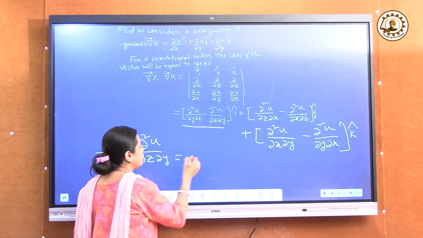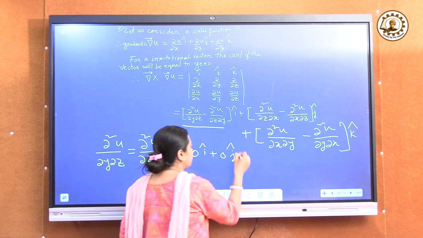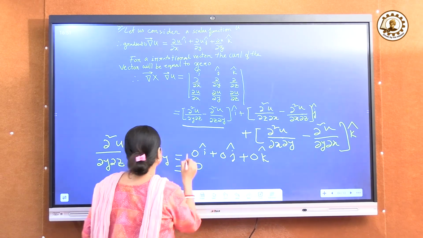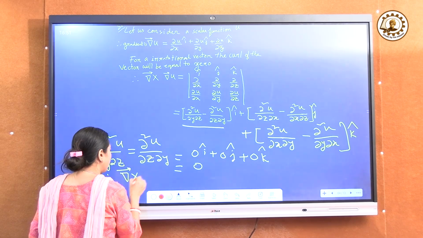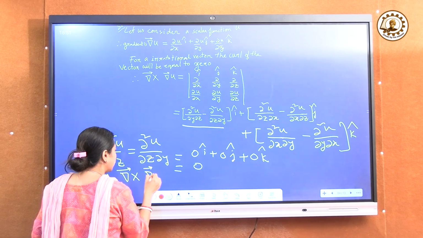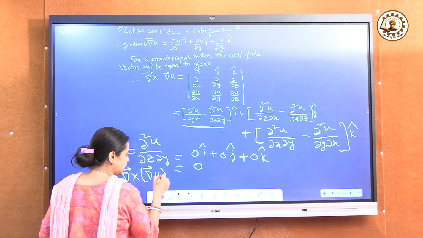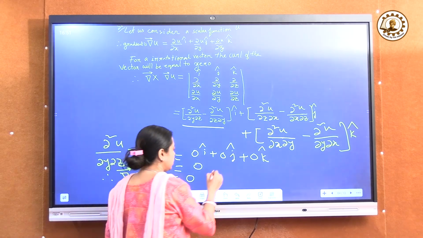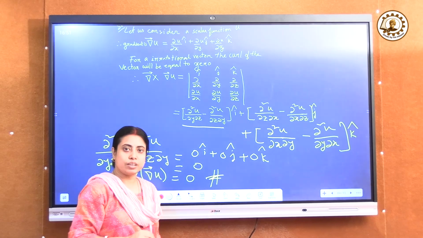So I will be writing 0 i cap plus 0 j cap plus 0 k cap, which is 0. So what we got is that the curl of the gradient of a scalar is equal to 0. This is my answer to the above question. Thank you so much.